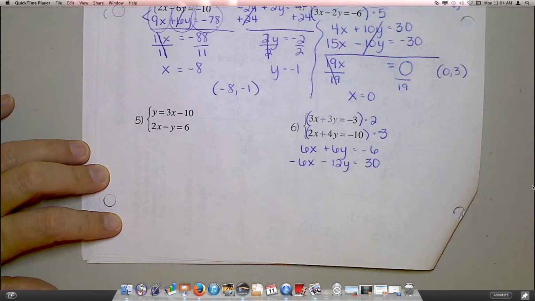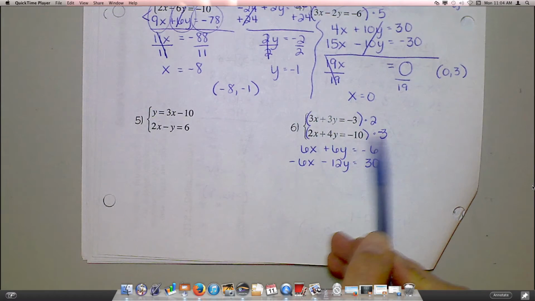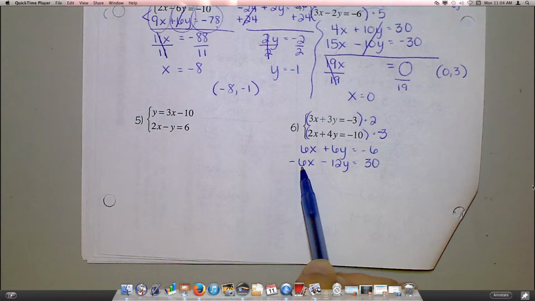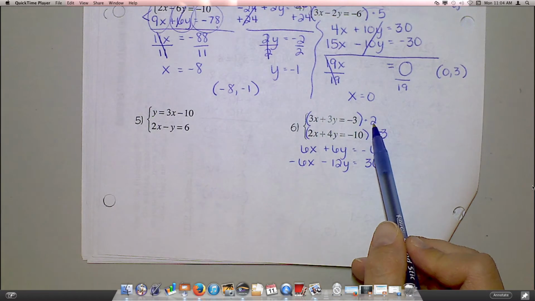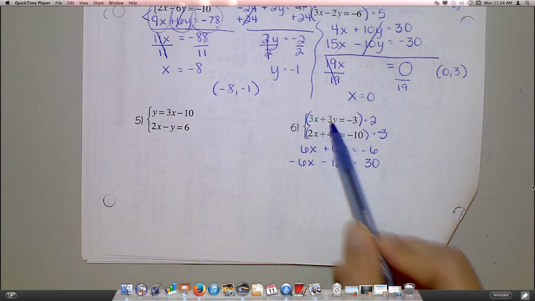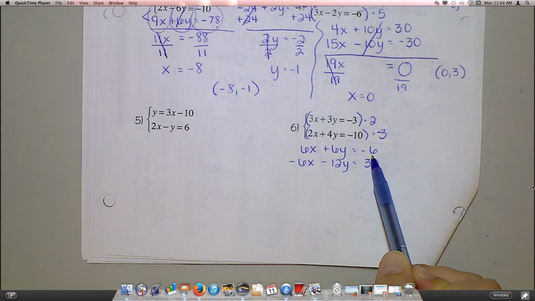If it's negative 3 times positive 2, it would come out to be negative 6. That's a positive 2. Positive 2 times negative 3 makes negative 6. Oh, and the first one? Positive 2 times positive 3 makes positive 6. 2 times negative 3 makes negative 6.